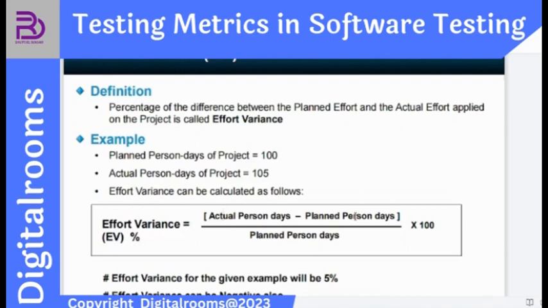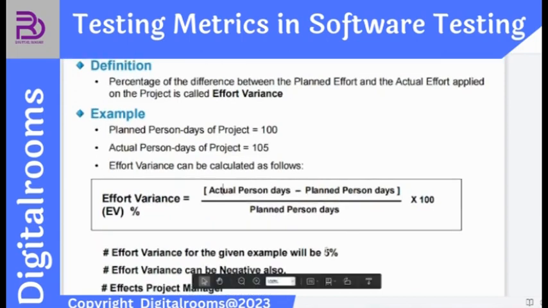The planned figure is what we assume: that in these planned days the software will be completed, the testing will be completed, and we will be able to deliver the project to the client. And the actual is how many people, how many hours of work for how many days they are actually providing. The difference is divided by the planned figure and multiplied by 100. So the effort variance for the given example will be 5%. Why? Because the planned is 100 and the actual is 105. So it will be 5%.